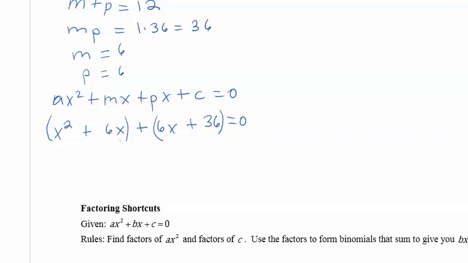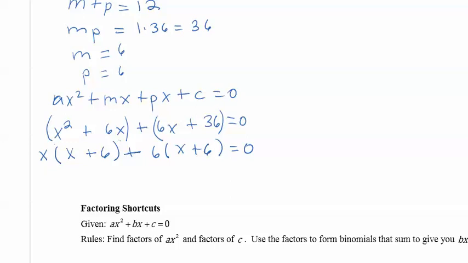So let's factor out the common factor in the first binomial. So I have x squared plus 6x, and they both have an x in common. So I'm going to factor out x, and so I'm going to be left with x plus 6. And then in the second binomial, I'm going to factor out a 6. And inside, I'm going to be left with x plus 6 again. And so I'm going to set that equal to 0.